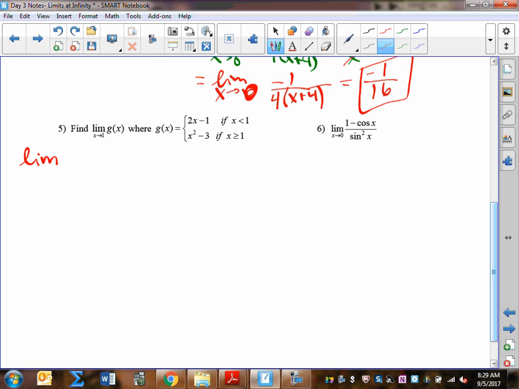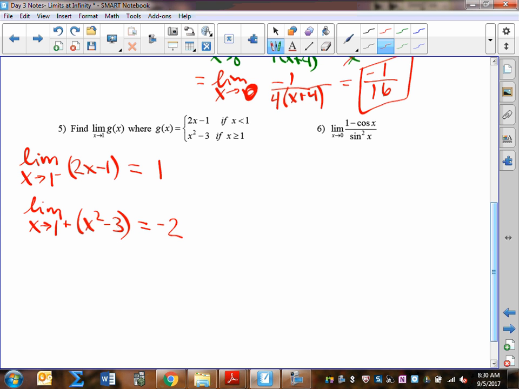Alright, so I need to first check out the limit as x approaches 1 from the left of g of x. Let's put in which function that is. So 2x minus 1, because we need to know which piece you're using. And if we do our direct substitution here, when I put 1 in, we get 1. So that's my left-hand limit. Now we need to also check the right-hand limit, because in order for the limit to exist, they need to be the same value. From the right-hand side, because x is greater than or equal to 1, we use this bottom function. So we have x squared minus 3. When I take 1 and substitute in there, we get negative 2.